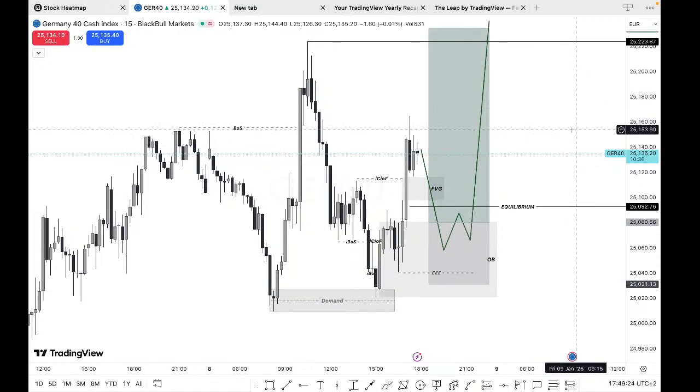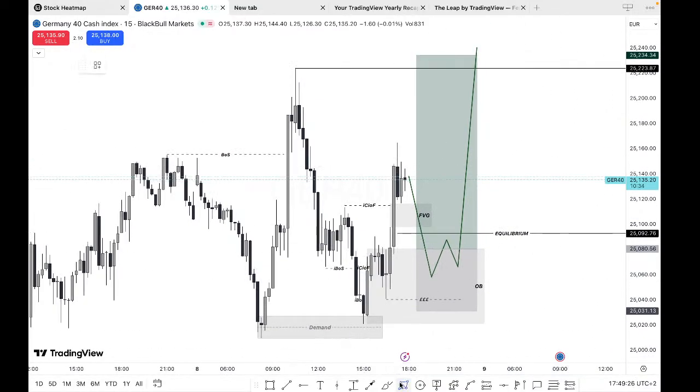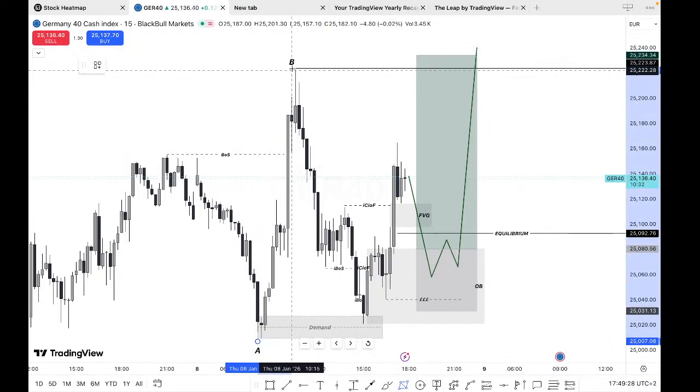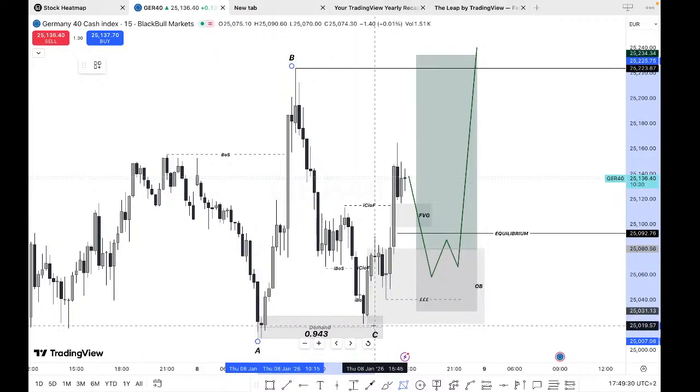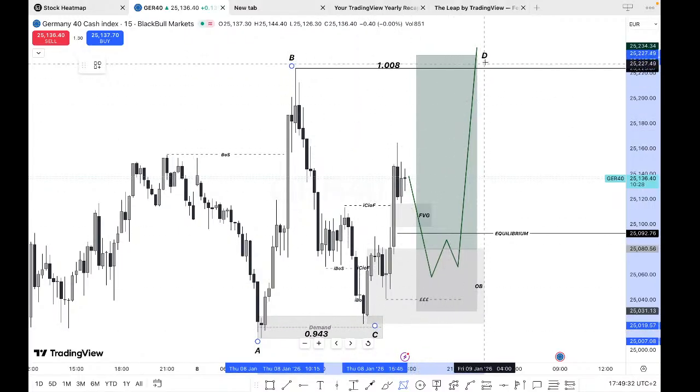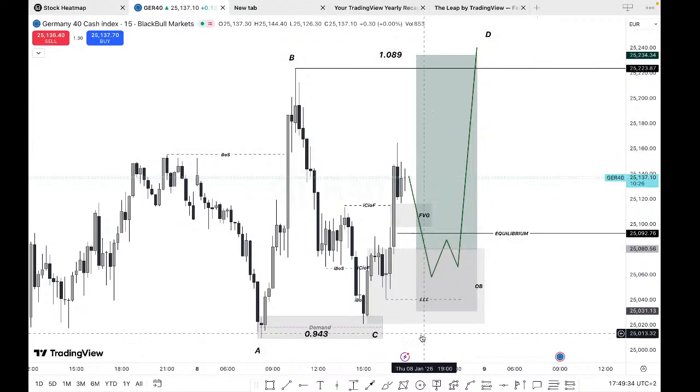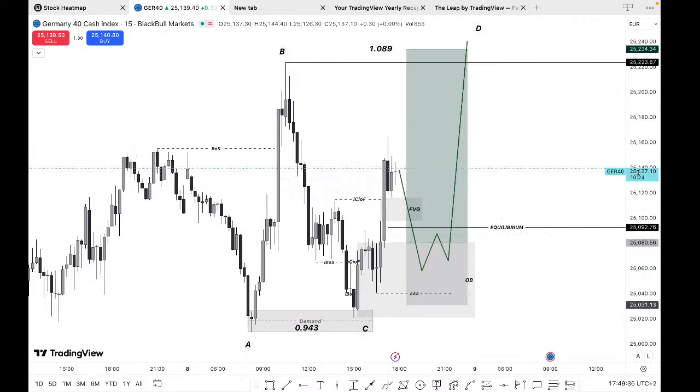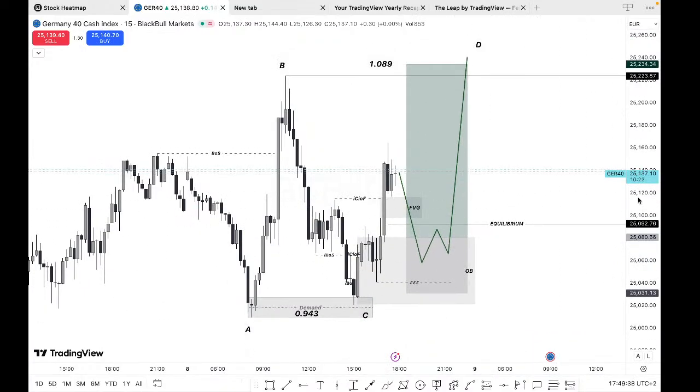Why? Because the market moves in waves. So this becomes your A, that becomes your B. We are in a C, we are in a BC leg. Now we are going to complete our D leg. Does it make sense? We are going to complete our D leg. Do you see it? So that's basically what I would look for.